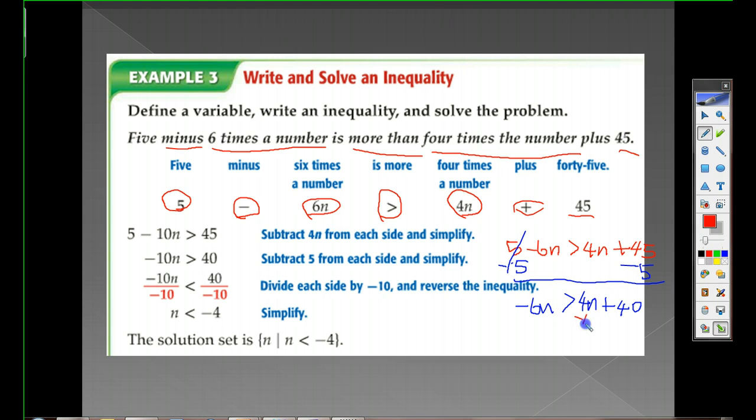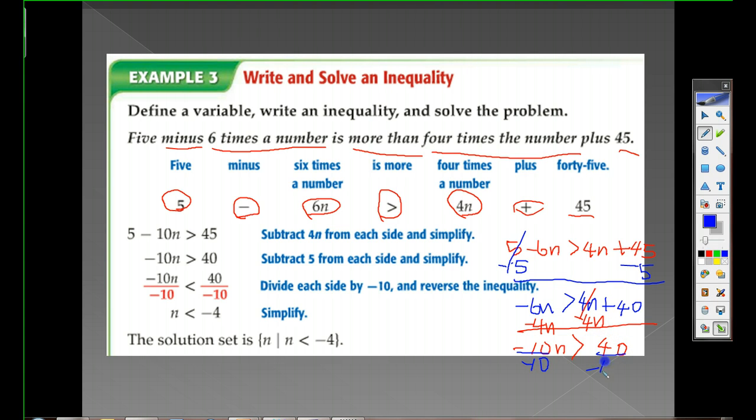Take away 4n on each side, because I want my n to be on my left side. That's gone. Negative 6n minus 4n, negative 10n. Still, it's greater than 40. Okay. Now we're going to divide by negative 10.